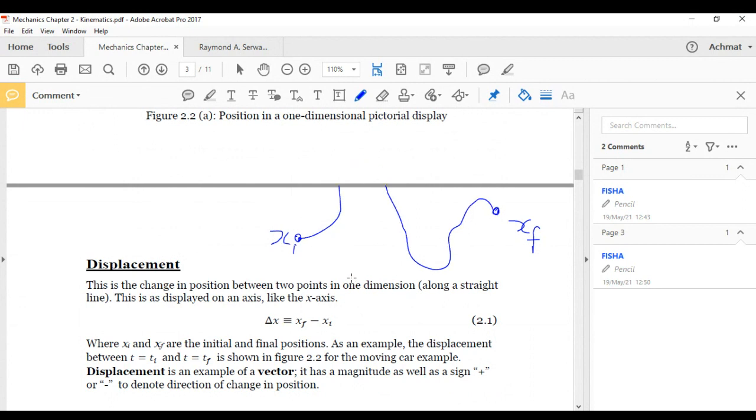Oops, I shouldn't have gone to the next page. Let's do it over. Follow the path. There you are. So you follow this path, from xi to xf.